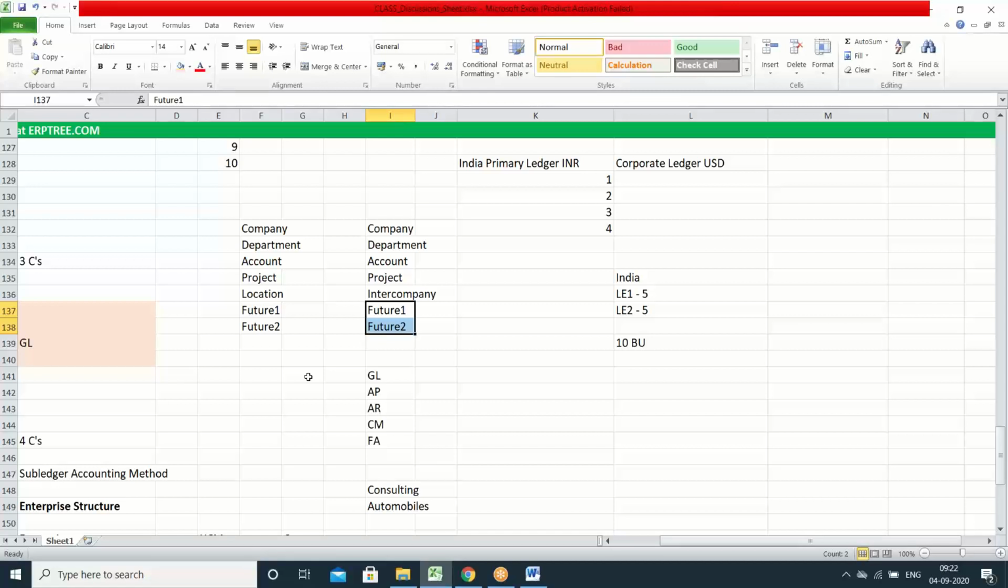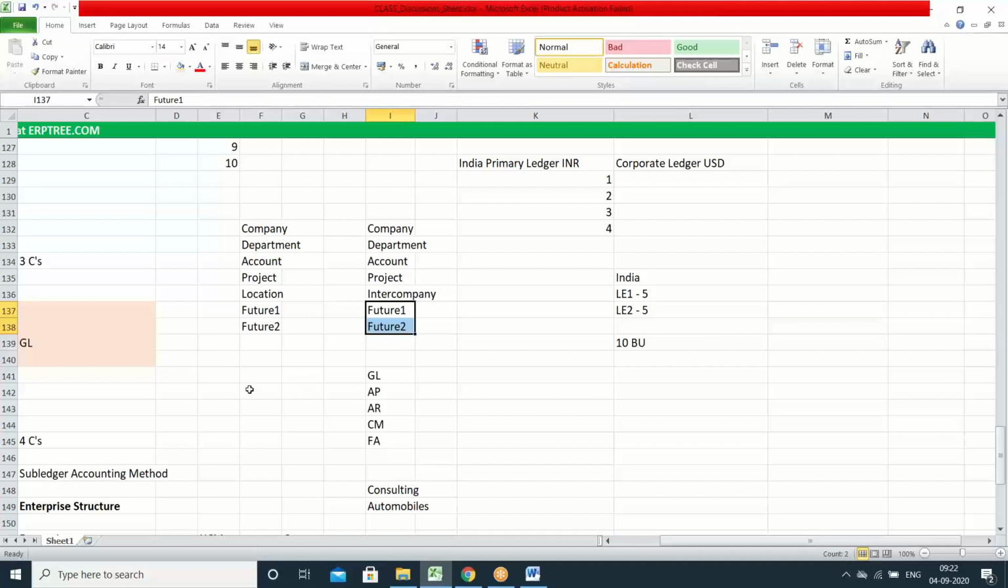If you add, there will be lots of data inconsistency issues. Oracle strongly recommends don't add it. If you want to add new segments, you should have future segments. Future segments you can convert into real segments, whatever you require. If you don't have future segments, if you want to add new segments, you have to go with a separate project called redesigning the chart of accounts. Again, that is a big task. That is the reason, as a best practice, you have to have future segments in your chart of accounts.